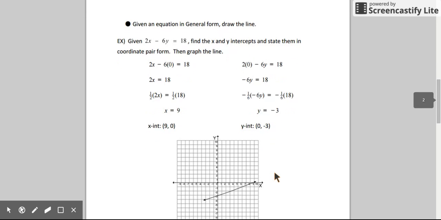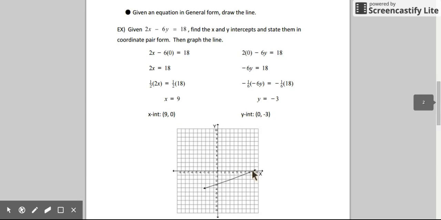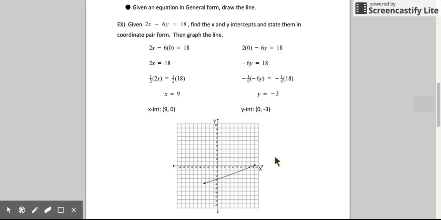So we can plot those 2 points. If I plot (9, 0) on the x-axis, and I plot (0, -3) on the y-axis, we can just connect those 2 points, and there's the line represented by this equation. If we solved for y and put it in slope-intercept form, we would end up with the same line. So this is just a different version of that equation.